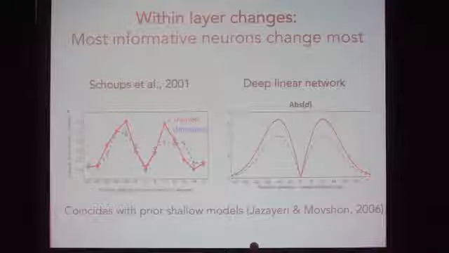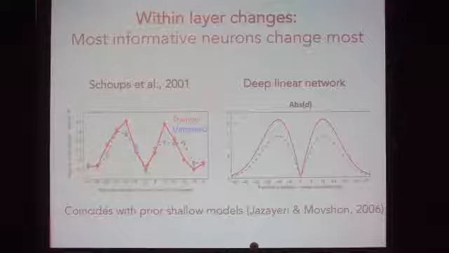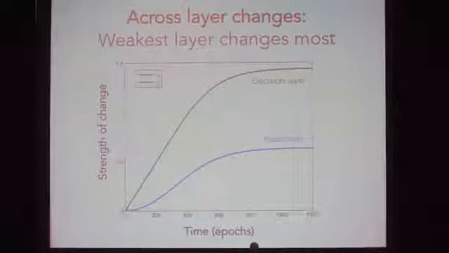Within a layer, the prediction is that the most informative neurons change most. This has been looked at in detail experimentally. What I'm showing there is data from monkeys where they found that the neurons with the highest slope, which means they're most informative, increased their slope a little bit more when they were trained. So it's the most informative neurons that are changing most, and that's the prediction in this deep linear network. It's also the prediction of many previous shallow models. But now we can look across layers, and here something interesting happens. It's actually the exact flip. It's the weakest layer that changes the most. In green, we have the decision layer, and you can see that it changes more, and it also changes earlier than the input layer.